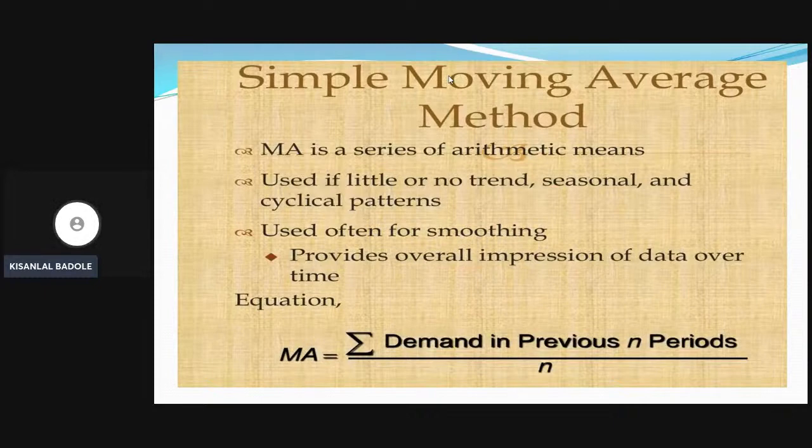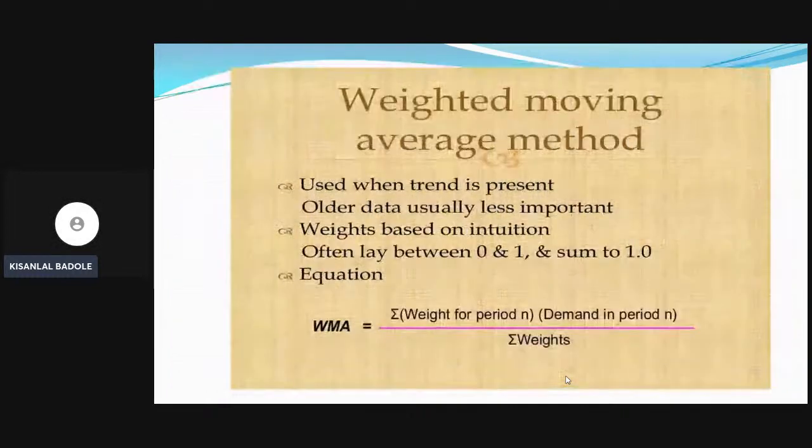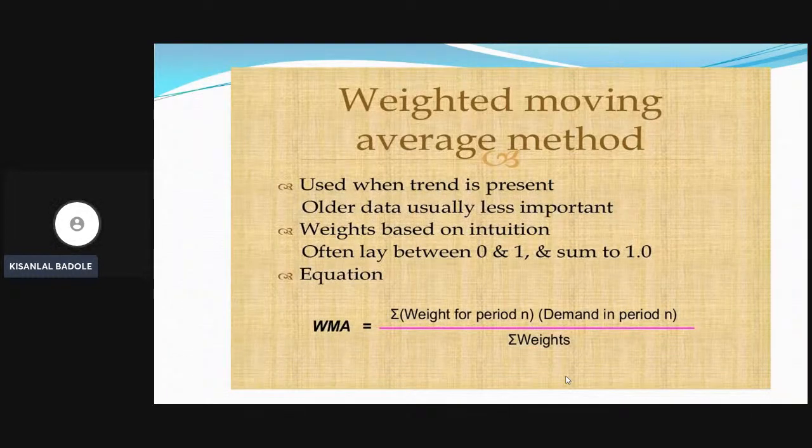Okay, this is the moving average method. MA is a series of arithmetical means, used if the trend is associated with a cyclic pattern; it smooths the pattern and provides an overall impression of the various data. The moving average is the summation of demand in the previous n periods divided by n. With the help of the particular formula we can follow the moving average method, as well as the weighted moving average method.